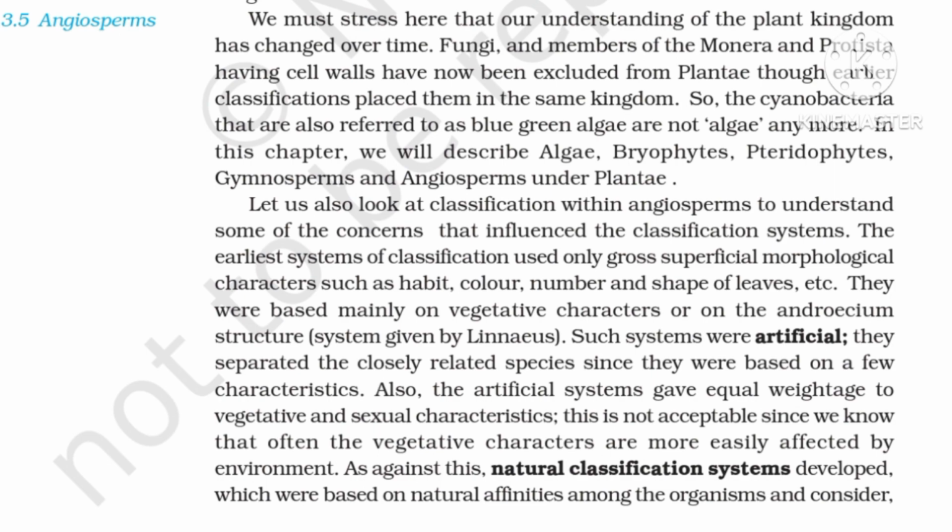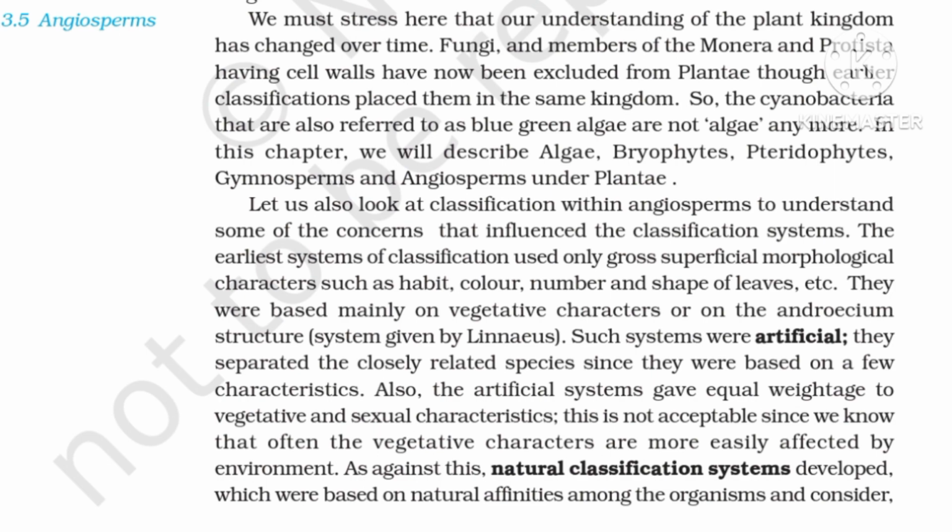The earliest system of classification used only gross superficial morphological characters such as habit, color, number, and shape of leaves, etc. They were based mainly on vegetative characters or on the androecium structure, a system given by Linnaeus. Such systems were artificial. They separated closely related species since they were based on few characteristics. Also, the artificial system gave equal weightage to vegetative and sexual characteristics. This is not acceptable since we know that often the vegetative characters are more easily affected by environment.